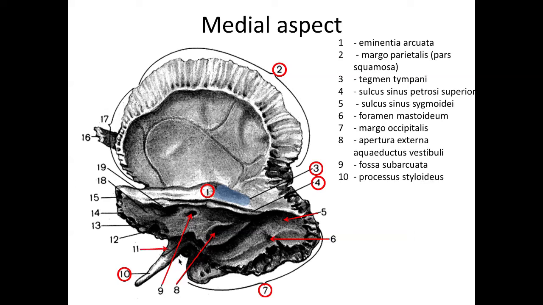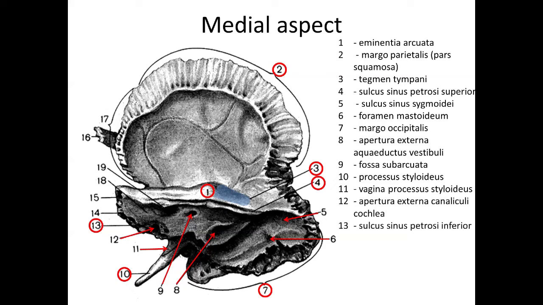And at the base of it, number 11, we can find vagina processus styloidus. So we can say that it is a bone structure which surrounds the styloid process. Then number 12 is apertura externa canaliculi cochleae. And number 13 is sulcus sinus petrosi inferior.